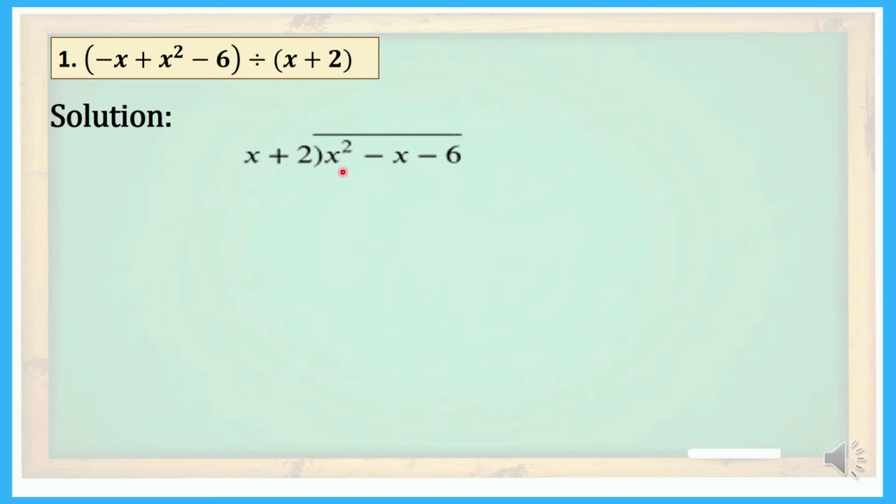To divide this polynomial, first divide the first term of the dividend, which is x squared, by the first term of the divisor, which is x. So x squared divided by x is x. Then multiply your partial quotient to the divisor. So x times x is x squared. Then x times 2 is positive 2x. Then subtract.